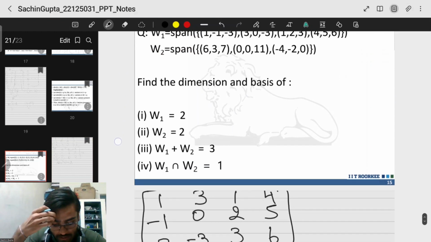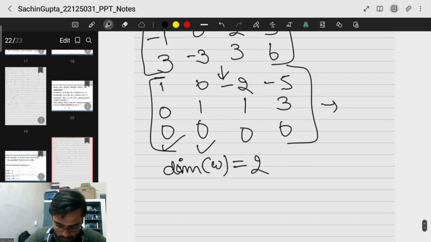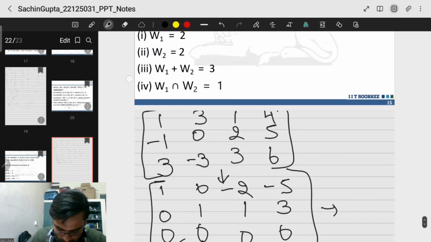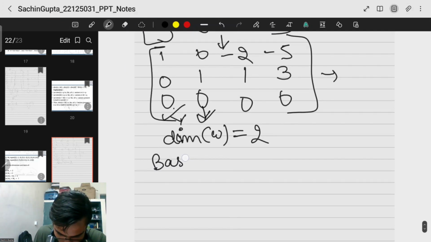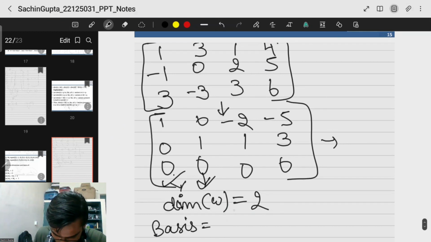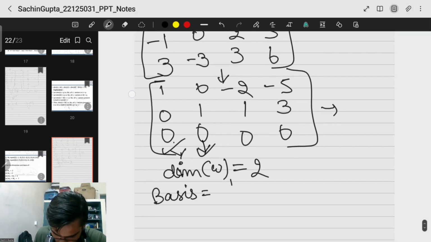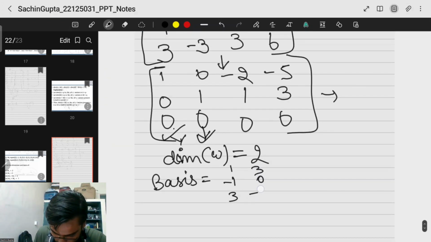Now we have to find the basis. Basis tells from which vectors these independent vectors are created. It is created from the first vector and second vector. So basis is equal to 1 minus 1 3 and 3 0 minus 3.